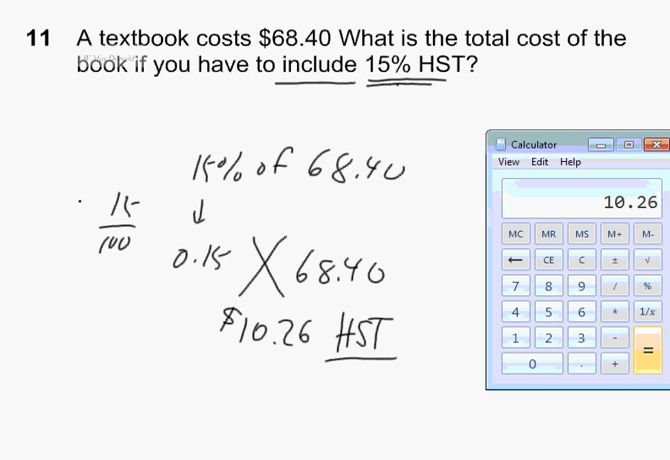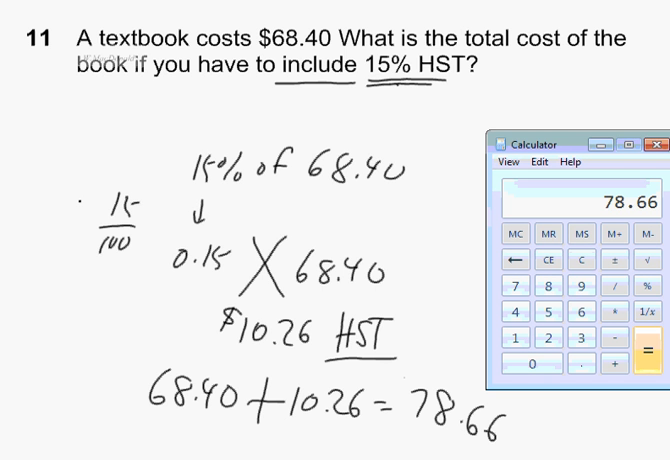This is the HST. So the last step we have to do is take our $68.40, which is the price of our textbook, and add on the $10.26 HST. So I'm going to add on to that $68.40. And the final price of our textbook will be $78.66. Now notice all the work I showed here, right? I didn't just have the answer. I showed all of this work because I had to show my thinking. Especially if you used a calculator, I needed to see that.